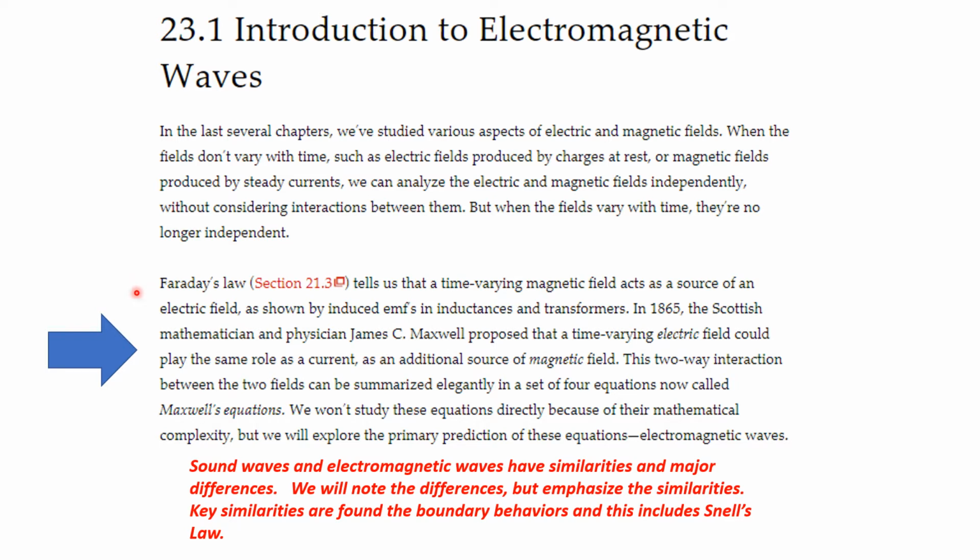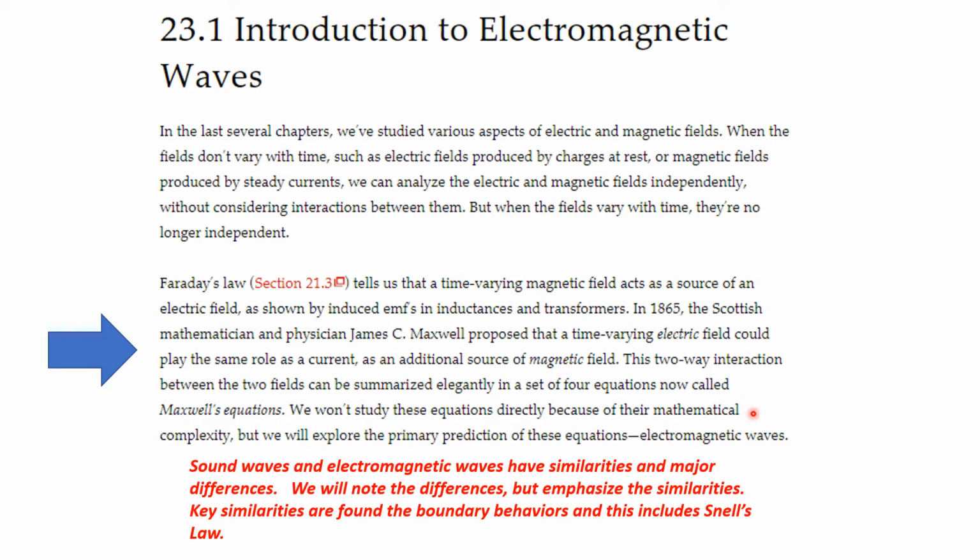So, by way of introduction then, Faraday's law tells us that a time-varying magnetic field acts as a source of an induced electric field in terms of inductance and transformers. And in 1865, the Scottish mathematician and physician James Clerk Maxwell proposed a time-varying electric field could play the same role as a current as an additional source of a magnetic field. This two-way interaction between magnetism and electricity forms the basis for the field of electricity and magnetism, and is summarized elegantly in a set of four equations now called Maxwell's equations.